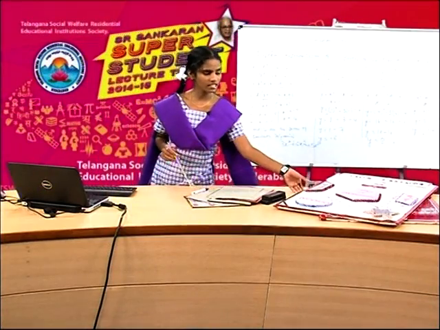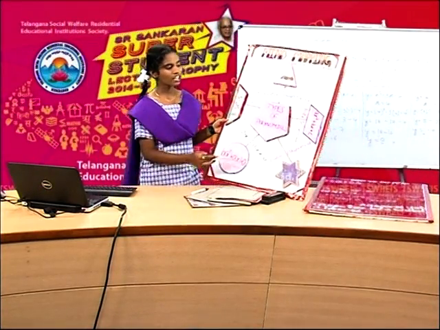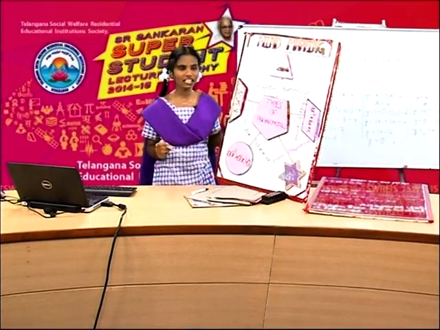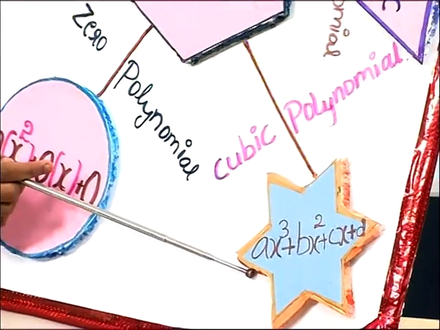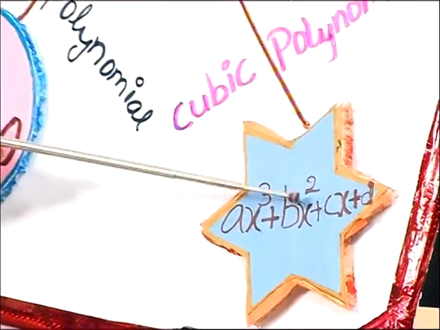Friends, now I am going to tell about the cubic polynomial. Friends, if you see this chart, this is a cubic polynomial. The general form of a cubic polynomial is ax cube plus bx square plus cx.